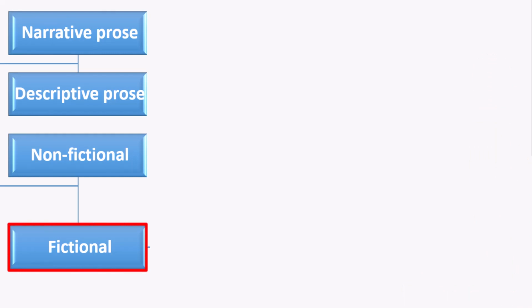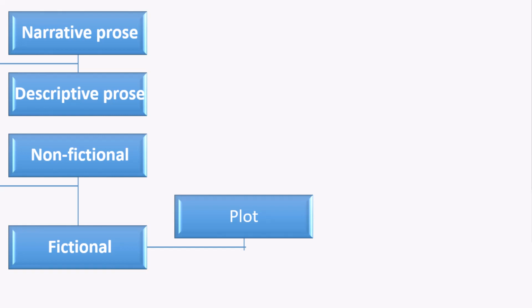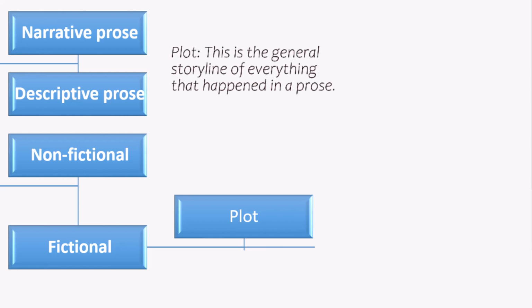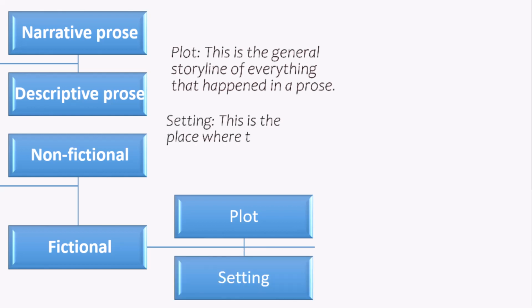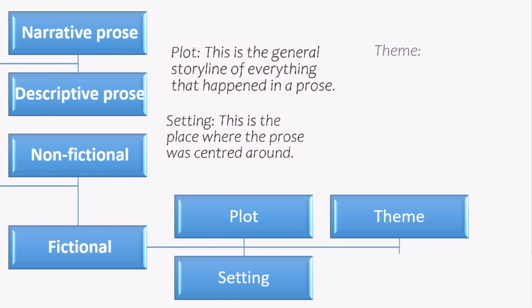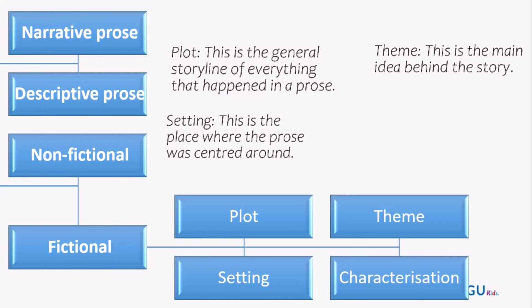Now we know fictional prose is based on imagination and not facts. Therefore, it has some unique features such as plot. This is the general storyline of everything that happens in a prose. Setting. This is the place where the prose was centered around. Theme. This is the main idea behind the story. And characters, which are the people involved in the story.